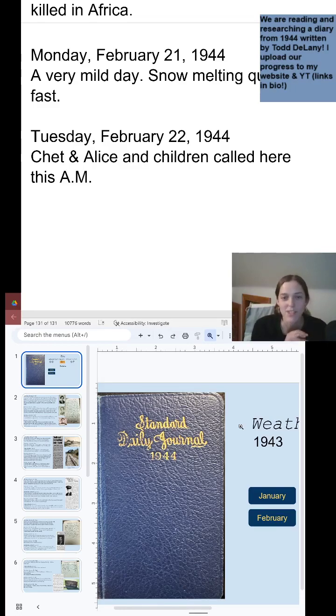And I'm from Massachusetts. The 1944 diary might have been shorter because of the war. Paper might have been hard to come by. Oh, that is true. I hadn't thought about that. See, it's like reading between the lines. I said that yesterday, literally. There's so many different factors to consider.